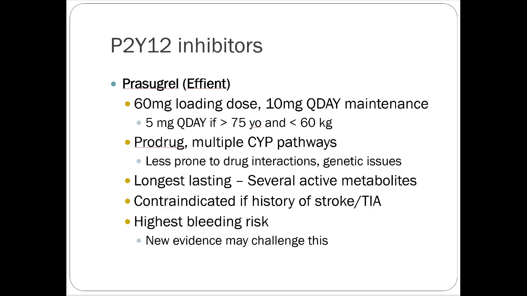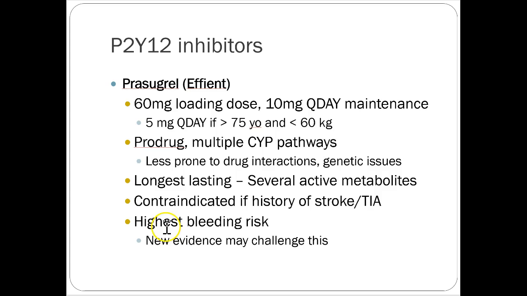It's the longest lasting. There's a lot of active metabolites, which makes it risky to use in older patients, just because they generally metabolize, process, and eliminate medications slower than younger patients. So that's why there is a recommendation to decrease the dose to 5 milligrams if you're over 75 and under 60 kilos. Actually, weight has something to do with it as well. Generally, smaller people don't metabolize quite as fast as larger people, or if you give the same dose to them, they're going to keep it in their system a little bit longer.